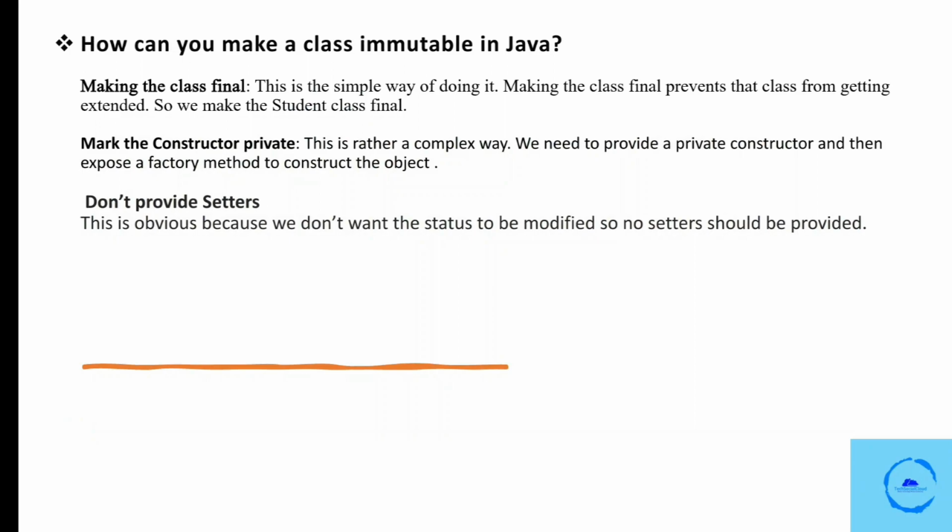First is making the class final. This is a very simple way of doing it. Making the class final prevents the class from getting extended. Second is to mark the constructor private. This is rather a complex way. We need to provide a private constructor and then expose a factory method to construct the object. Third is don't provide setters. This is obvious because we don't want the state to be modified, so no setter should be provided.